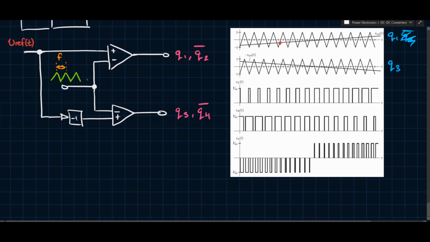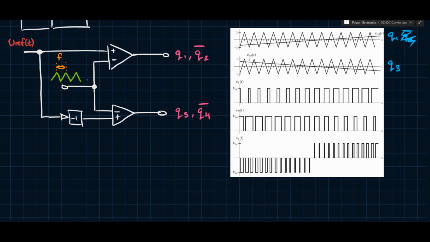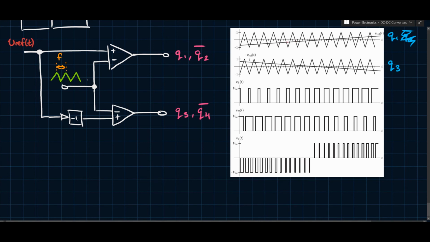Let's take some point where it's pretty easy to see. Let's take this point and this point. If I extend this down, we see that those are high, and the reference is greater than the triangle there. We can take another point, here and here, and if we drop those down, we see a high pulse there. So again, we give the pulse high whenever the reference is greater than the triangle.